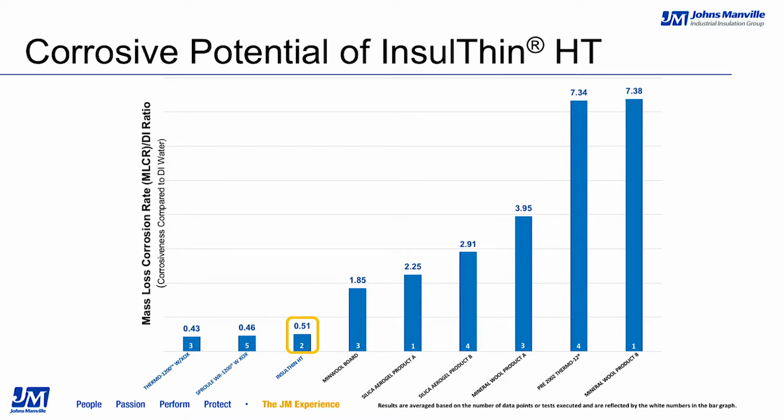Let's look at the corrosive potential of Insulthin HT. We've seen this chart a couple times today. So the Insulthin HT there, we've got the circle around it. Again, as Micaela said, if we think of DI water as 1 in this example, and we measure the Insulthin HT against that DI water, we're going to see that Insulthin HT is about 51% as corrosive as DI water. And as we look at this chart, it's going to round out the top 3 there on the list.